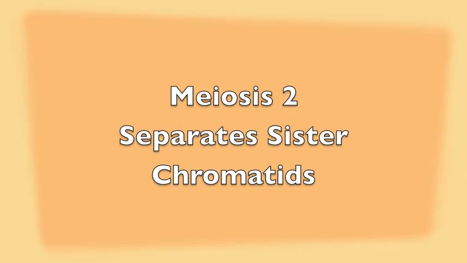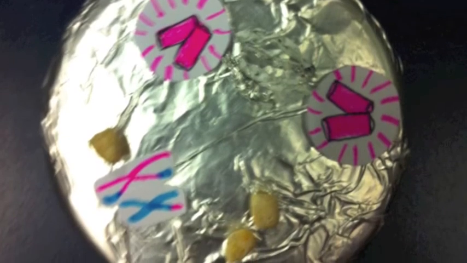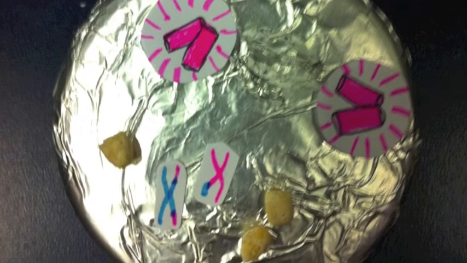Meiosis II separates sister chromatids. In prophase II, centrioles duplicate. The two pairs of centrioles separate into two centromeres. The nuclear envelope breaks down and the spindle apparatus forms.